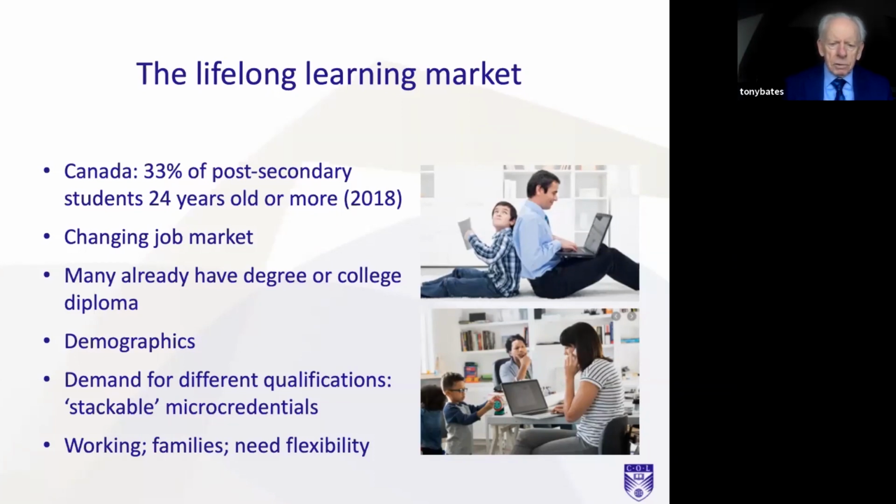Many of these lifelong learners already have a degree or a college diploma. For instance, we have an Institute of Technology in Vancouver where more than half the students are university students coming in to a college of technology to get further qualifications. There's a demand for different qualifications now amongst the lifelong learners. They don't want to go back and do a whole degree again. They've probably done that already, but they do want recognition for any further studies that they've been doing.